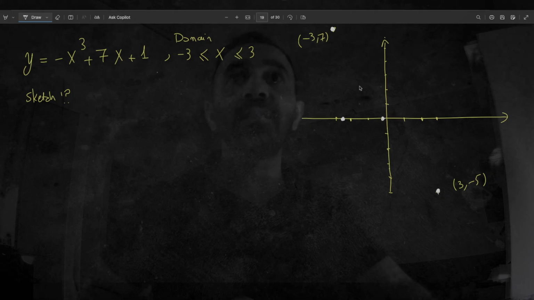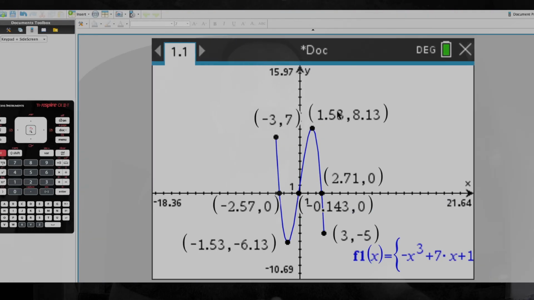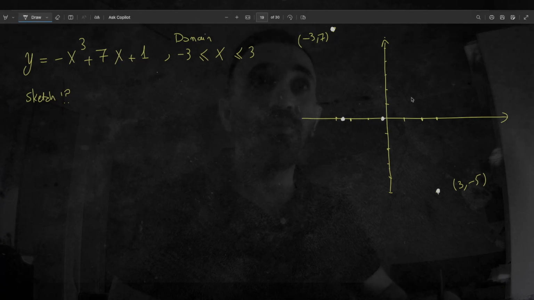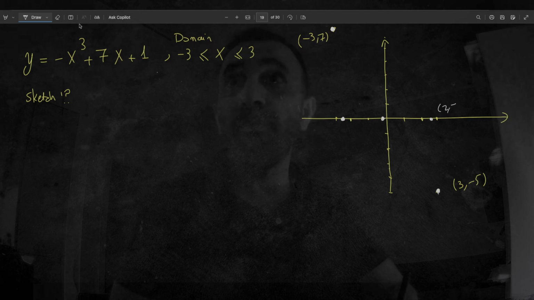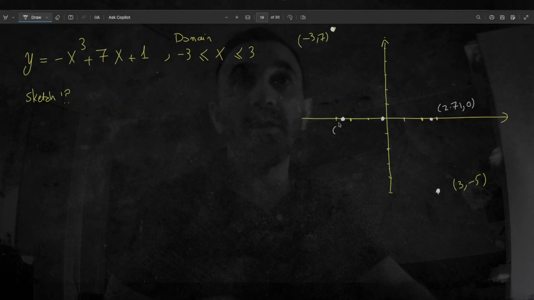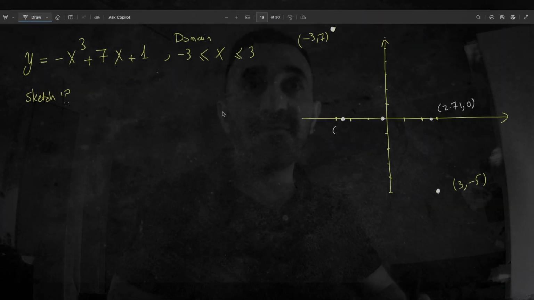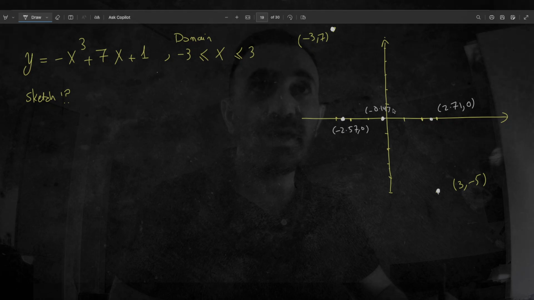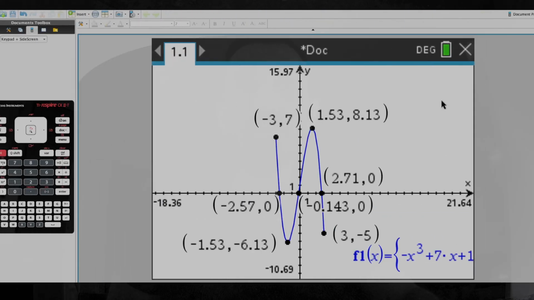And what is the third point? The third x-intercept is 2.71. 2.71 is almost here. Okay, so 2.71 and 0. This point was minus 2.57 and 0. This point, I think it was minus 0.143 and 0. These are the x-intercepts. Let me check. 143, yes.